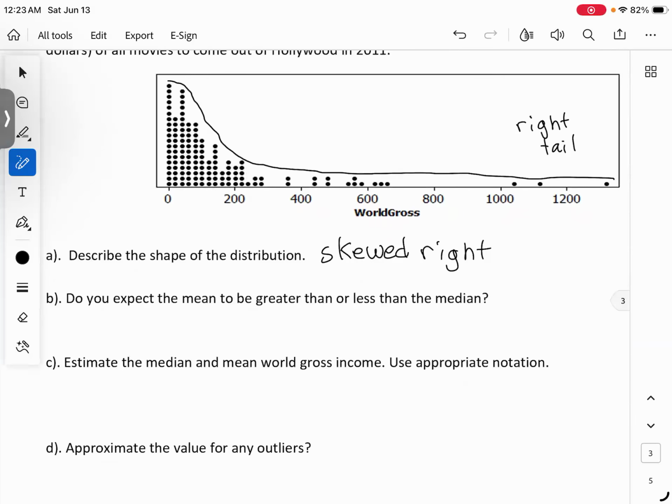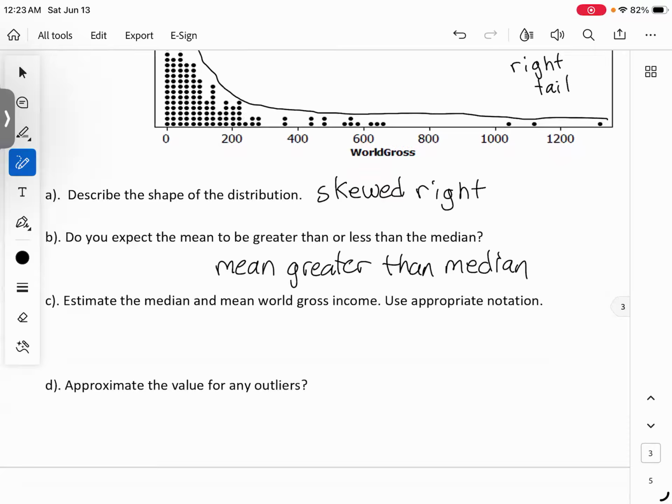But what I'd recommend, as we make a note, mean greater than median, is first start off with the median, and again that's just a lowercase m.